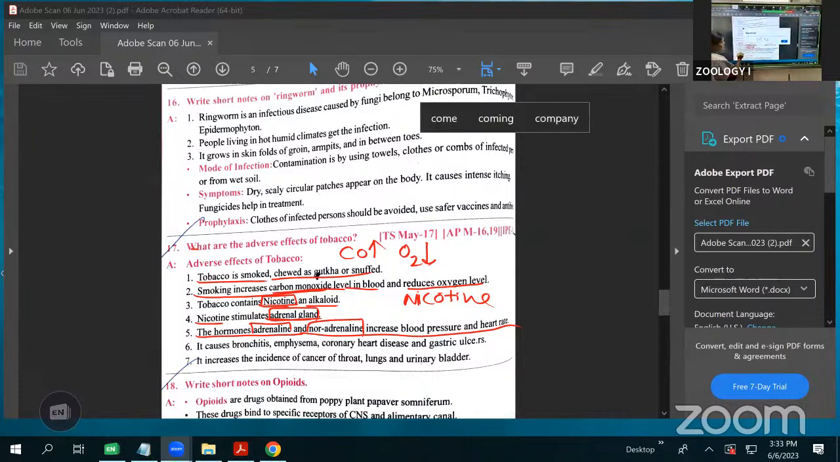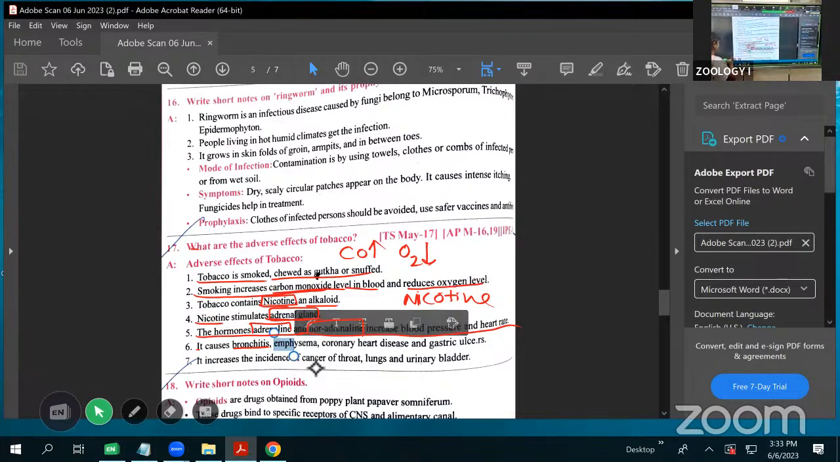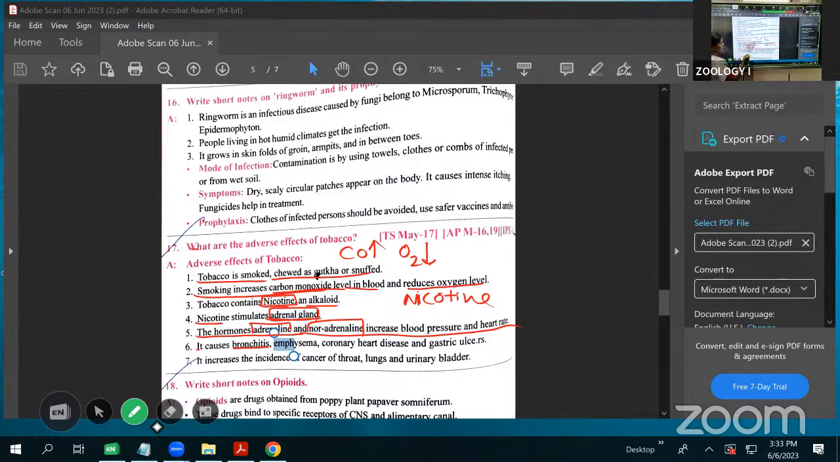Next, it also may cause bronchitis, emphysema, coronary heart disease, and gastric ulcers. Tobacco mainly causes diseases like bronchitis, emphysema, coronary heart disease, and gastric ulcers.